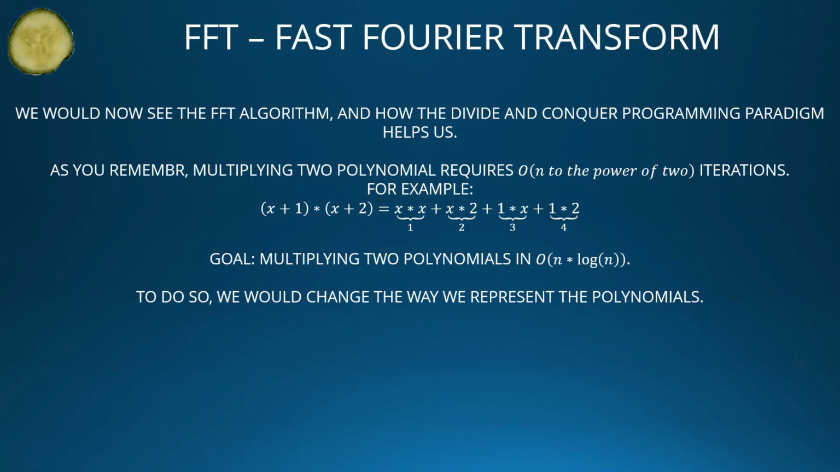Alrighty. Now, after we saw what interpolation is, we will now see the FFT algorithm and how the divide and conquer programming paradigm helps us. As you remember, multiplying two polynomials requires O(n²) iterations. For example, (x + 1) multiplied by (x + 2). So we have here two polynomials of bounded degree 1, which equals x multiplied by x plus x multiplied by 2 plus 1 multiplied by x plus 1 multiplied by 2.